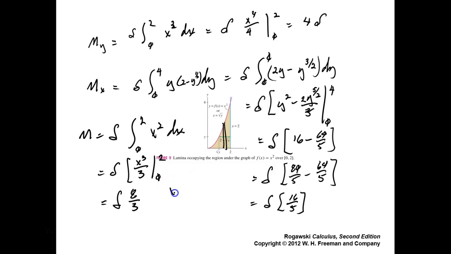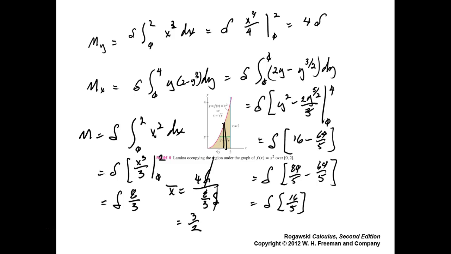So your x bar is this M sub y, the moment with respect to y, which is the thing multiplied by x, okay? And that came out being 4 delta over your mass, which is 8/3 delta. Look what happens to your deltas. They divide out. That's why I said it really doesn't matter what the density is, as long as it's uniform. And 4 divided by 8/3 would be 3/2. Okay? Does that make sense?